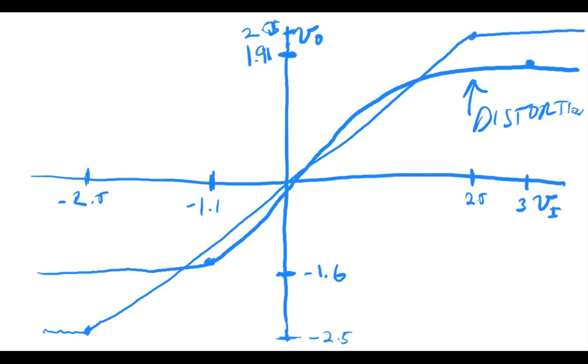We found that the maximum allowable input was 3 volts, and this is the power supply. And for the ideal case, when you put 2.5 volts, you get 2.5 volts out. That's this point here. And for the real case, you can put up to 3 volts and you'll get 1.91 out. Okay. Thank you.